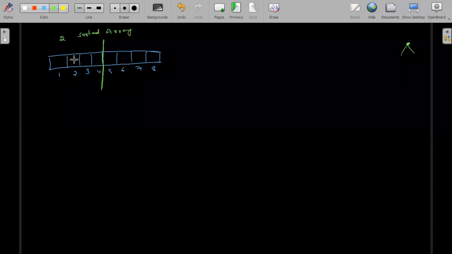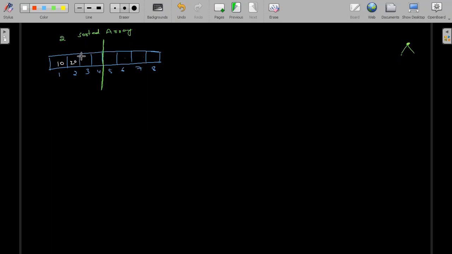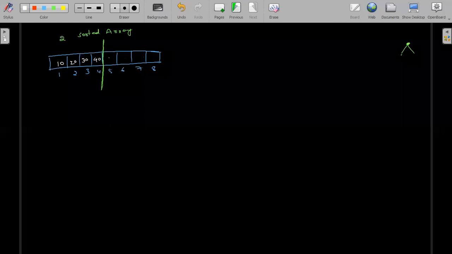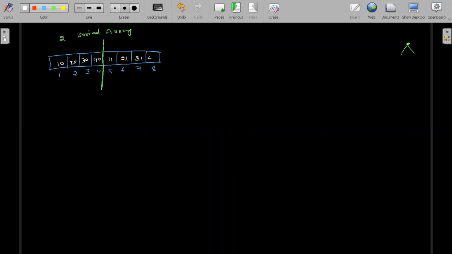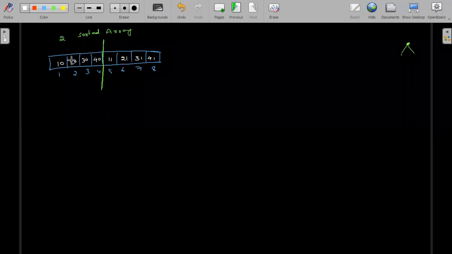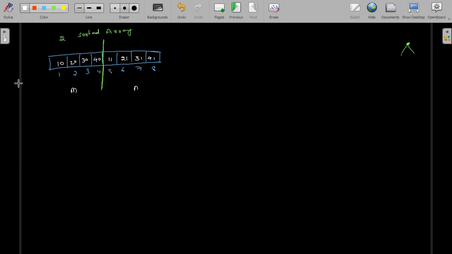So let me write the numbers also, so that you can get it very easily. Let's take 10, 20, 30, 40. Now let's take other numbers: 11, 21, 31, 41 here. Clear everybody? So we have sorted arrays here. How many sorted arrays are there? Two. One you can call M, another one you can call N. That's fine. How many elements are there? Totally 4 elements here, and 4 elements here also.